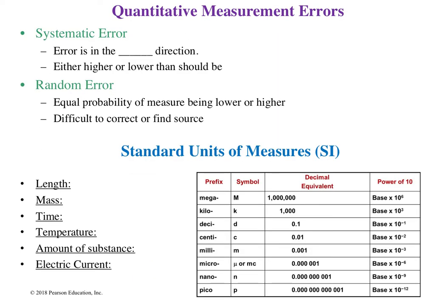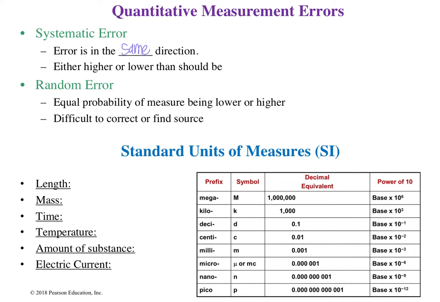Anytime we make a measurement, we can have both systematic and random error. So systematic error is in the same direction, so always too high or always too low. This is usually fixable because it's an error in the system. So if you forget to calibrate your scale, then it might always be reading higher than it should be, right? So that's a systematic error that can be corrected.